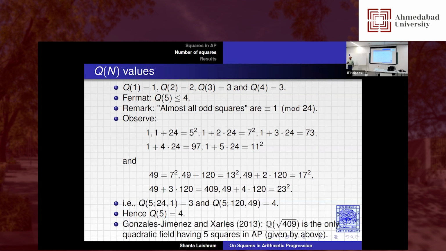So this tells you that Q of 5 is 4. Now I come to your question regarding the number fields. So Gonzalez, Jimenez, and Charles in 2013 proved that over quadratic fields, this 5 term AP is the only one. I mean, Q square root of 409 is the only quadratic field having 5 squares in arithmetic progression. So over quadratic fields, you can have Q of n to be n, for n equal to 5, and in this quadratic field, all of them are squares.